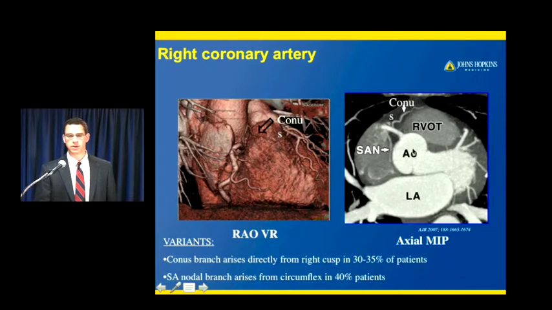The only reason that's important is just don't get faked out and think it's something else, some sort of important anomaly. It's just a normal variant. And this is the SA nodal branch, which we talked about, a little branch that heads posteriorly to supply the SA node, which actually lives along the back wall of the right atrium right here. So most of the time, 60% of people, it comes from the RCA, but in 40% it can actually come from the circumflex. I'll show some examples of that later.